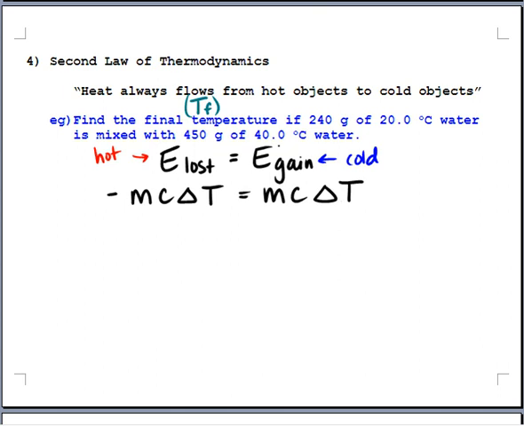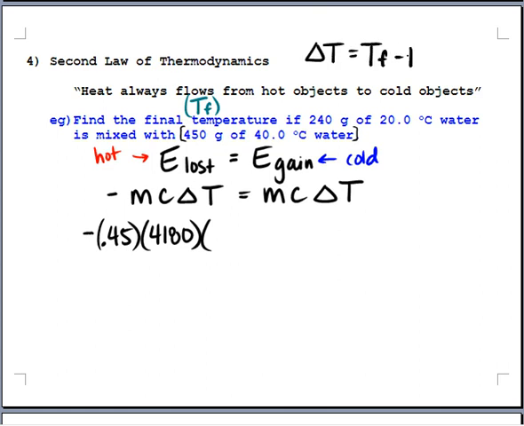The hot water is this information right here. 450 grams of 40 degrees Celsius water. That was the hotter stuff. So we've got negative 0.45, make sure that's in kilograms, times water's specific heat, which is 4180, times ΔT. Remember, ΔT is final minus initial. Keep that in mind: Tf minus Ti. Now, I don't know what the final temperature is, but I do know the initial temperature of that warm stuff was 40 degrees.